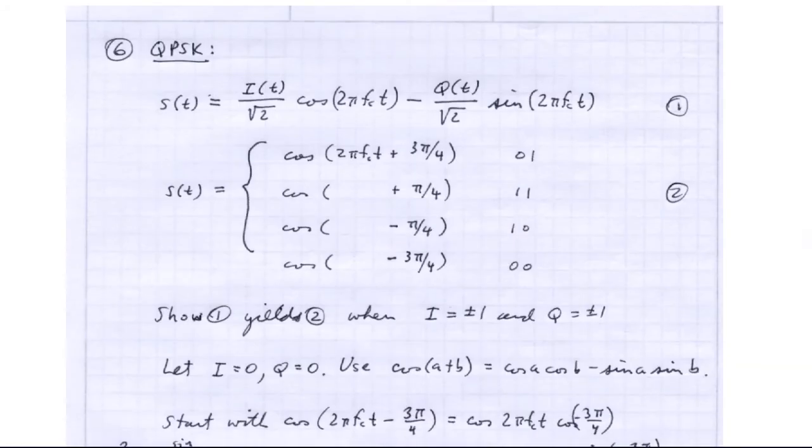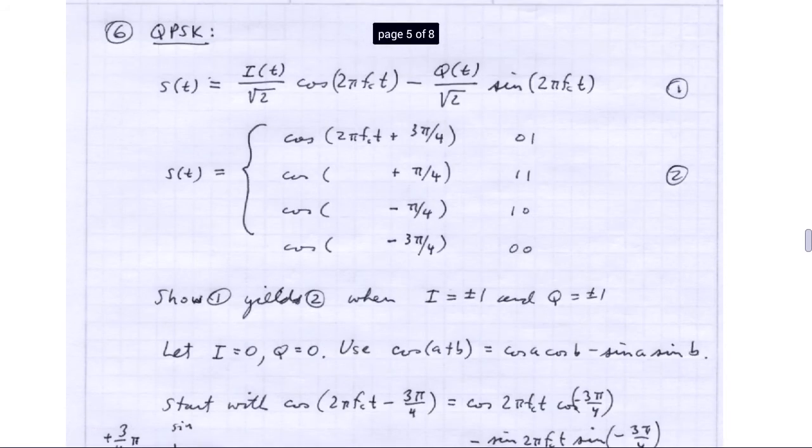Moving on to number 6, we have QPSK, and it asks to show that equation 1 up here yields equation 2. In fact, it's a lot easier to go the other way, to start with equation 2 and show that 1 follows. In any case, you're going to take I and Q to be plus minus 1 values rather than 0 and 1. And we're going to use the cosine A plus B identity. Cosine A plus B is cosine A cosine B minus sine A sine B.